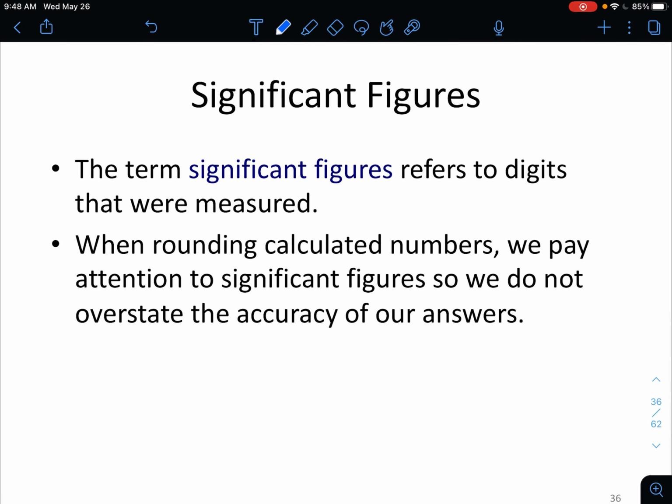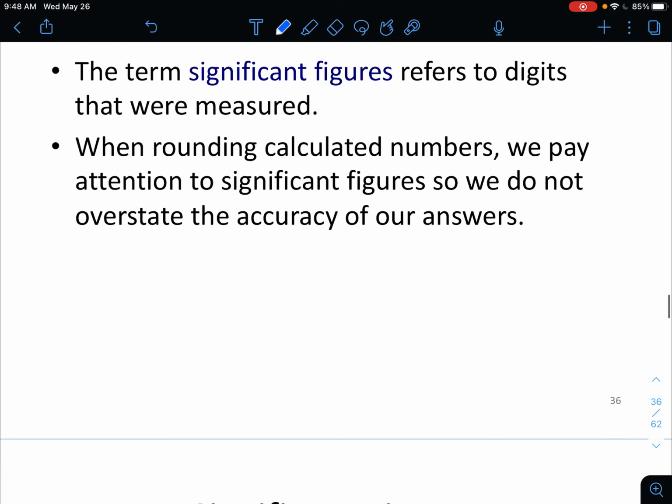So when we're talking about significant figures, it's referring to digits that we're measuring and calculations we're doing with measured values. So when we're rounding off our numbers to report an answer, we want to pay attention to significant figures so we don't overstate the accuracy of our answers. So we want to round appropriately so we're properly describing the value that we're actually looking at.